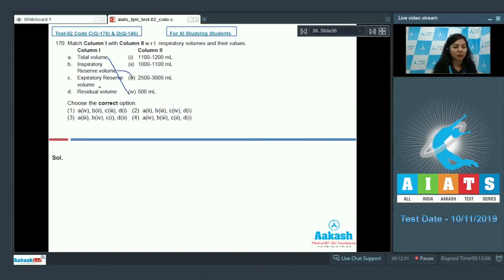Option C, expiratory reserve volume, similarly, is the extra volume of air a person can expire by forceful expiration, and this is about 1000 to 1100 mL. Option C goes with 2. And lastly, residual volume is the volume of air remaining in the lungs even after a forceful expiration, and it's about 1100 to 1200 milliliters. Option D goes with 1. With this, the correct option and the answer is option number 4.